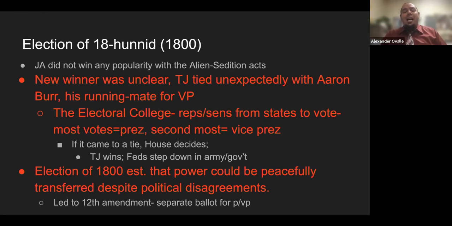If it ever came to a tie, the House would decide. And in this case, there's the tie. It goes to the House of Representatives. They choose Thomas Jefferson. And because of that, Thomas Jefferson, Democrat Republican, anti-federalist, and against the Federalist Party, Federalists are going to step down in the Army and Navy. Good luck, TJ. However, the reason why it's sometimes called the Revolution of 1800 is the election established that power could peacefully be transferred despite political disagreements.